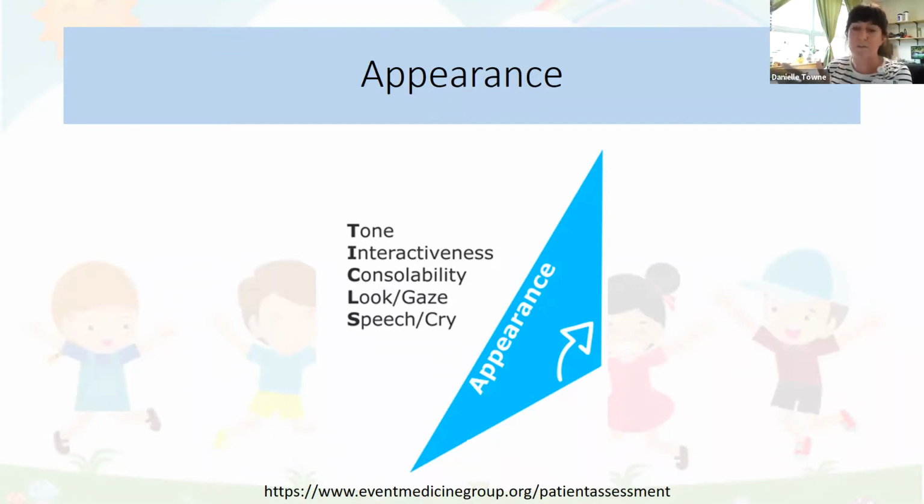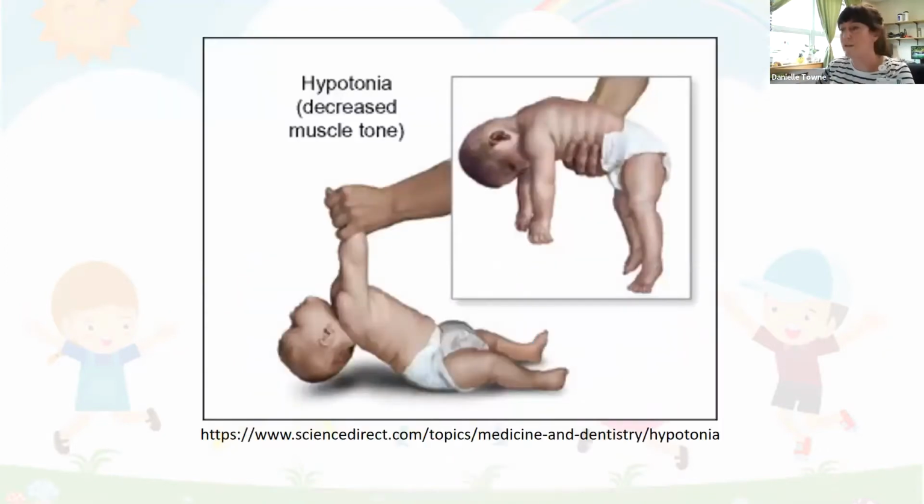And then the last is speech or cry. Are they crying or speaking appropriately, or are they making no noise at all? They have no verbal response to anything you're doing, whether it be verbal stimulation or painful stimulation. They're not crying or speaking at all. Those are all the portions of the appearance triangle. You can see here in this slide, this is a child that is flaccid. When you go to pick them up, they're floppy. They don't have that nice tone that you're expecting to see. That is a big concern for us.